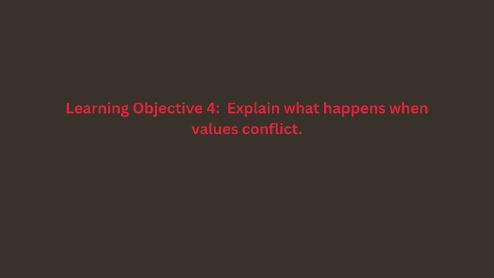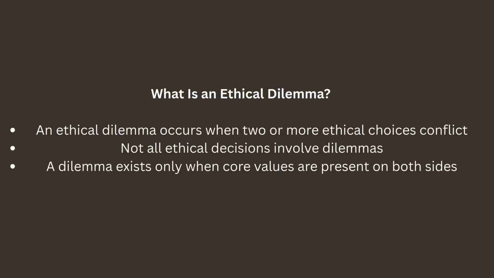Learning objective 4. Explain what happens when values conflict. What is an ethical dilemma? An ethical dilemma occurs when two or more ethical choices conflict. Not all ethical decisions involve dilemmas. A dilemma exists only when core values are present on both sides.